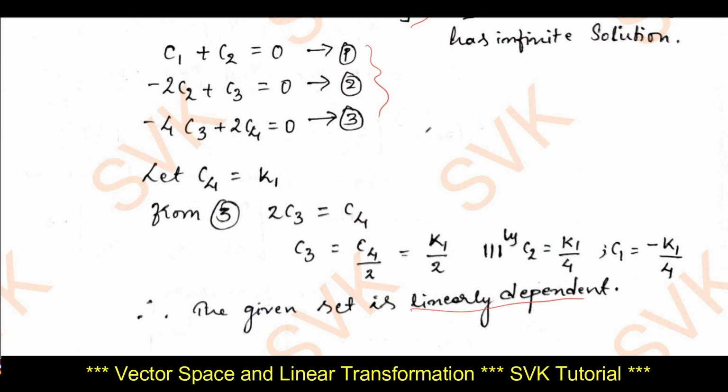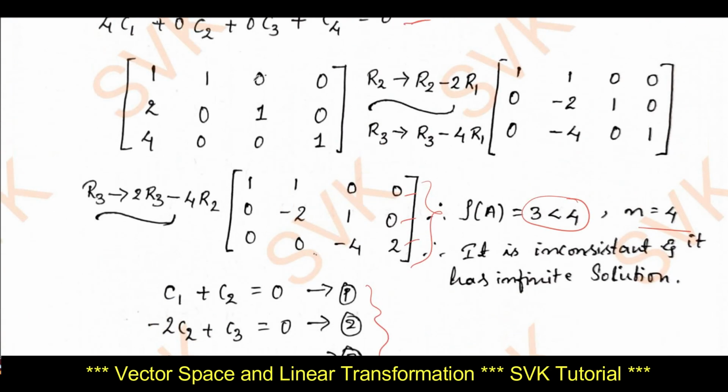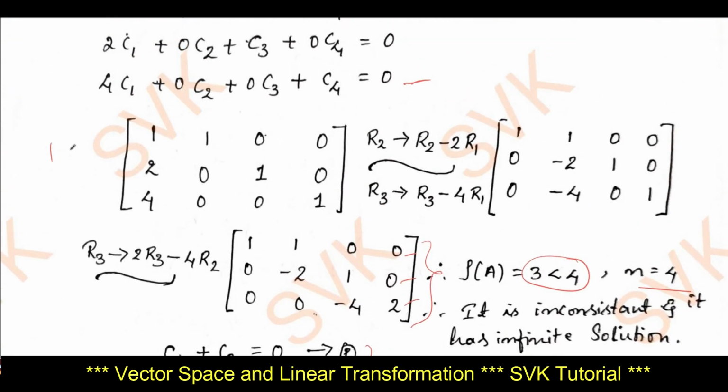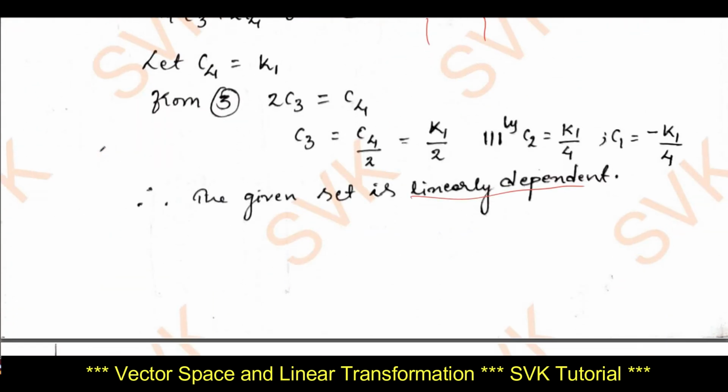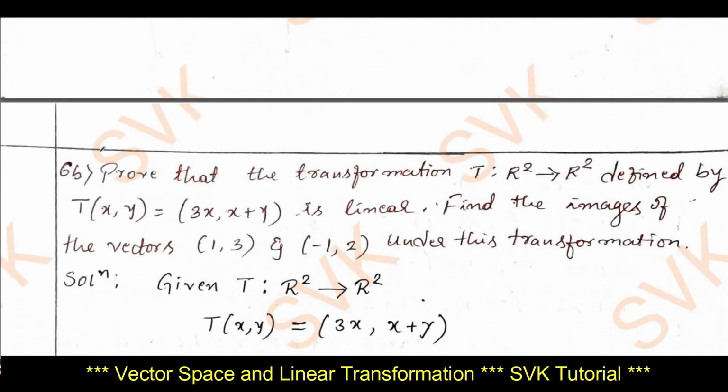We can also solve in another manner. If you find the determinant of this matrix, whatever matrix I get here, if this determinant is not equal to 0, we can say that it is linearly independent. If it is equal to 0, then it is dependent. That's all. So this is another shortcut method for solving linear dependence and independence.